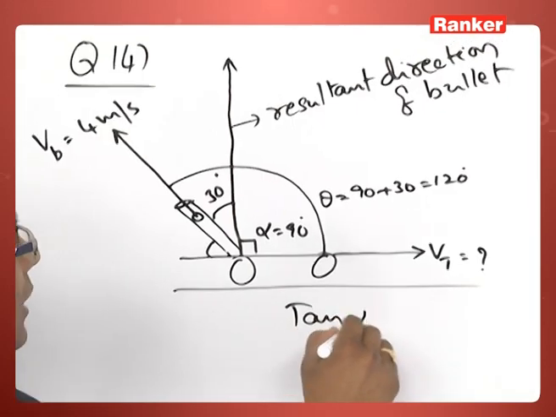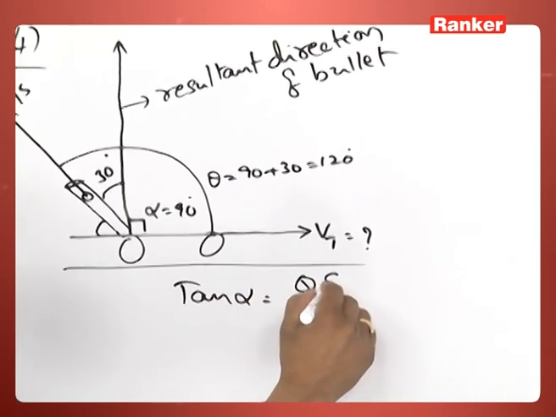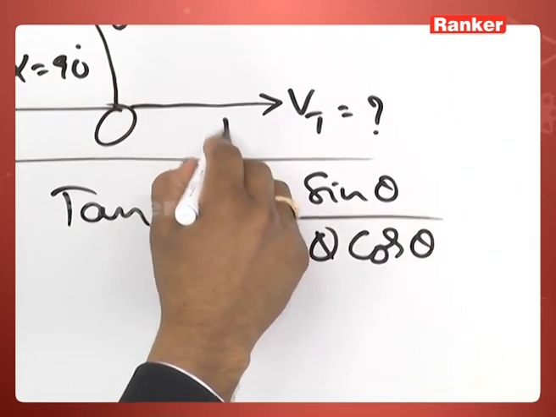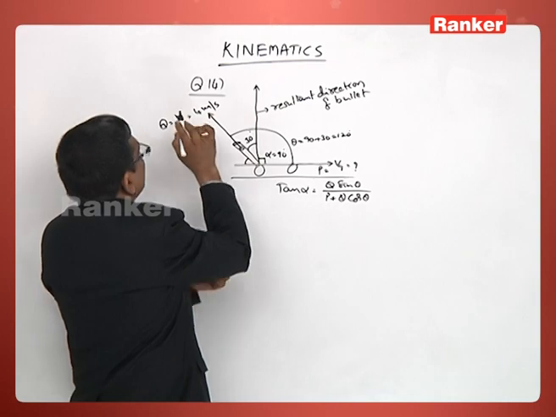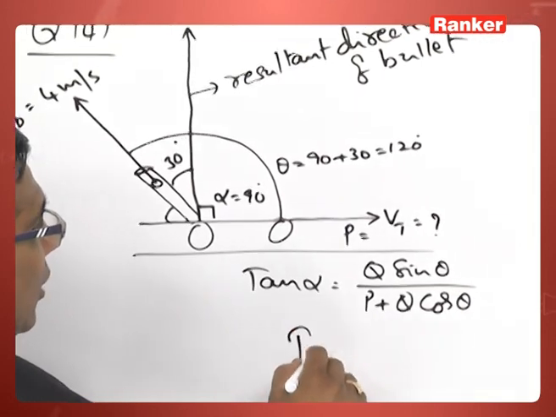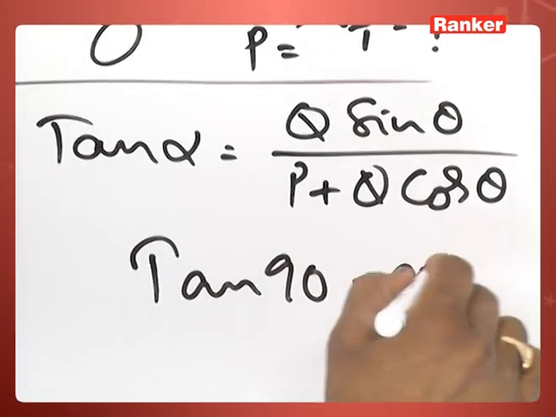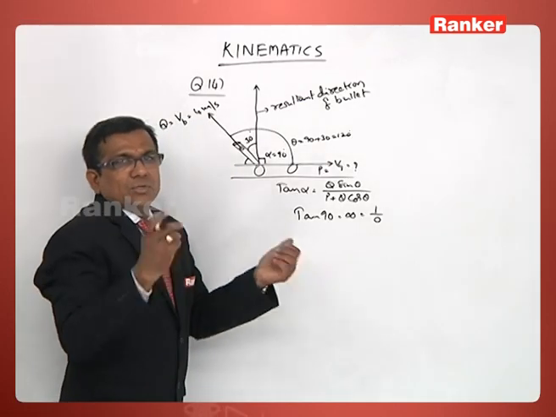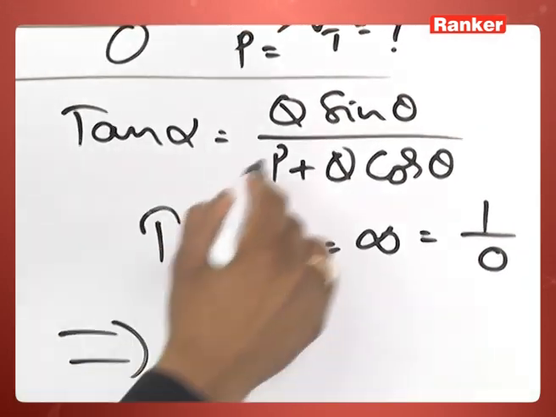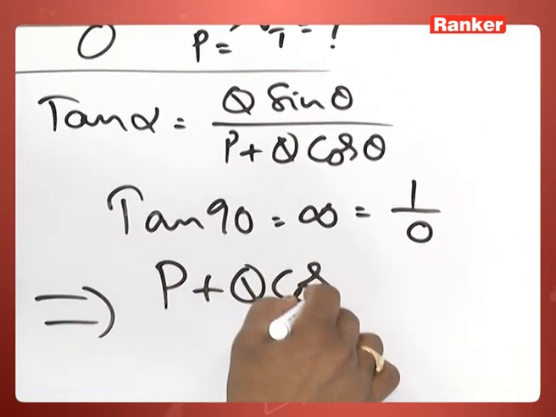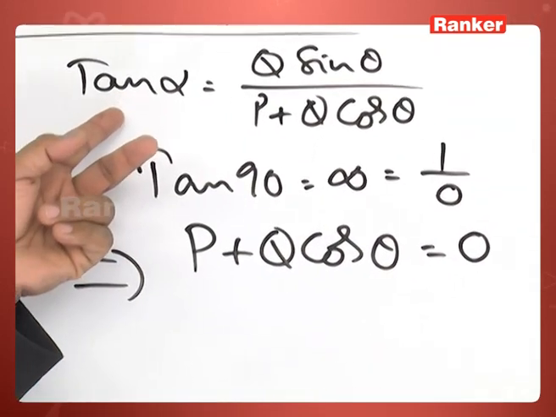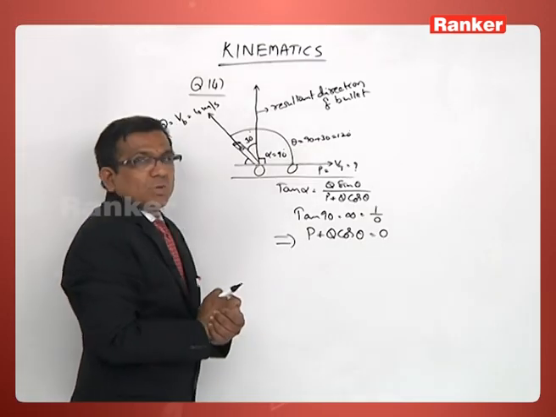Then you know the formula, tan alpha is equal to Q sin theta by P plus Q cos theta. Let us say this as P, this as Q. Velocity of truck as P, velocity of bullet as Q. But here tan alpha, tan 90 is infinity. Infinity means 1 by 0. Anything by 0 is what? Infinity. Therefore, if this has to become infinity, what does it imply? Denominator P plus Q cos theta should become 0. Unless this becomes 0, this cannot become infinity. Therefore, from this we can write P plus Q cos theta is 0.